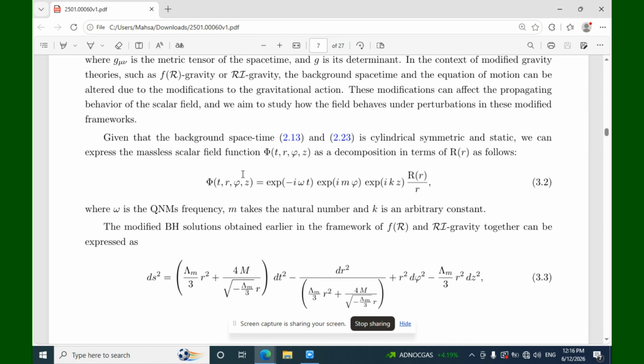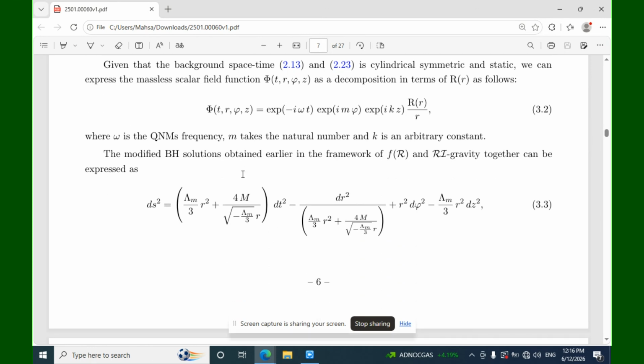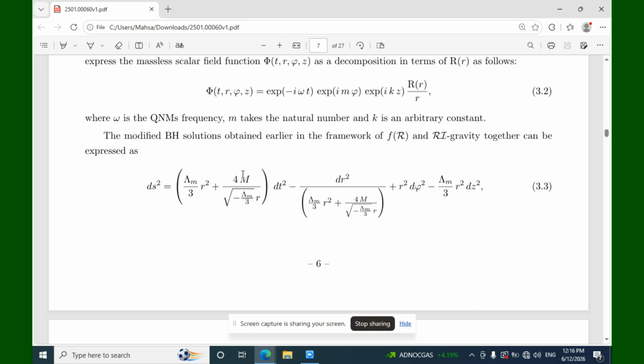The modified black hole solutions obtained earlier in the framework of f(R) and Ricci inverse gravity together can be expressed as the line element: ds squared is equal to minus f(r) dt squared plus dr squared divided by f(r) plus r squared d phi squared plus f(r) dz squared, where f(r) is built from the parameters of the modified solutions.